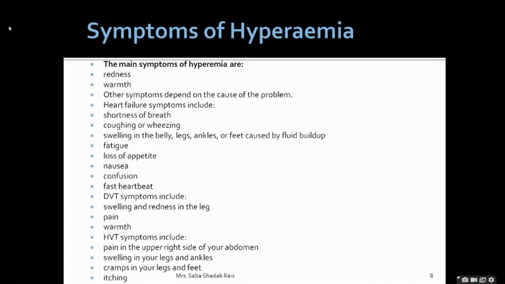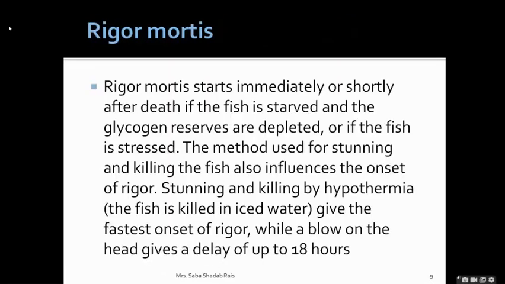What we have learned about hyperemia is that hyperemia is increased blood flow, and we have discussed its causes as well as the symptoms. The next category I told you about is going to be rigor mortis. Rigor mortis is what? It is the postmortem changes.